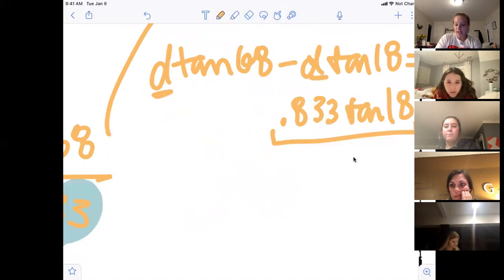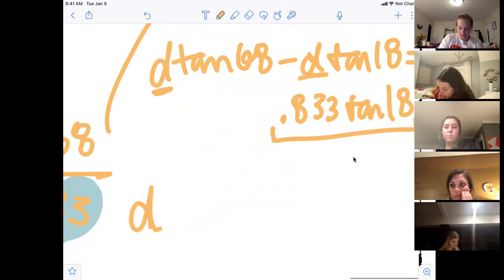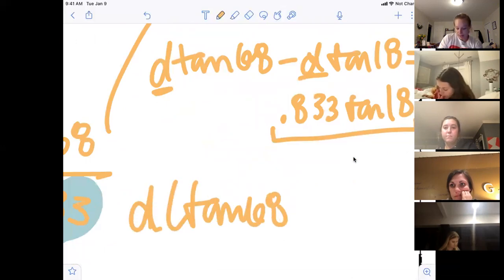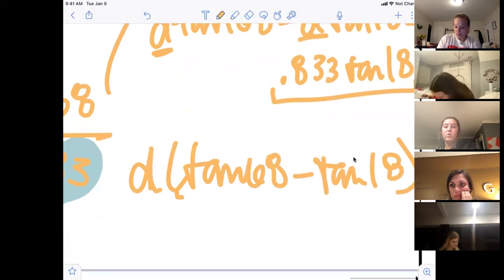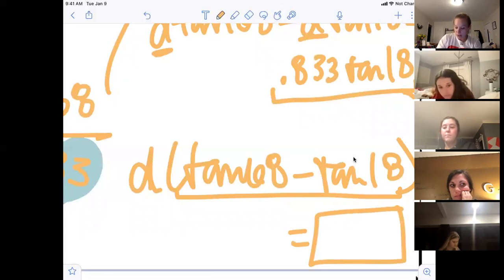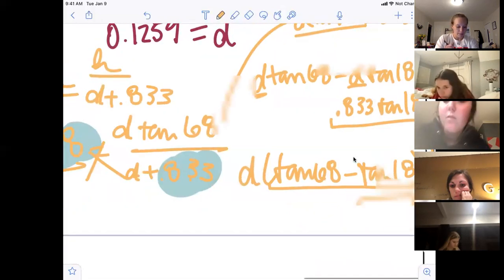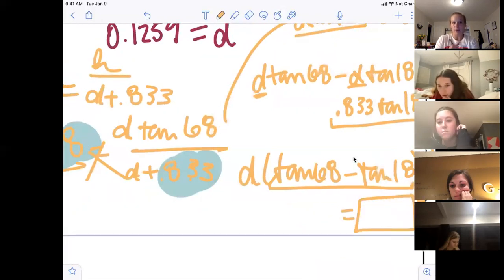But the next thing I'm going to do is factor out a D from the other side. So I've got D, and I've got tan of 68 minus tan of 18. And again, you can put that in your calculator at any point and get a decimal there. And again, it's going to equal whatever the decimal of 0.833D is. And then we divide the decimals by each other. So you just can't put variables in the calculator, but any other time, anytime you saw tan 68, you could have made that a decimal right away.